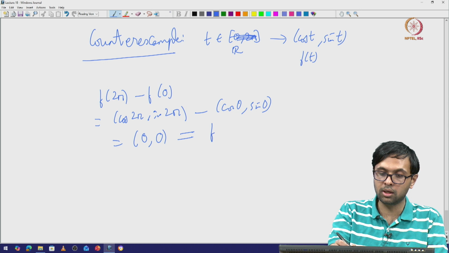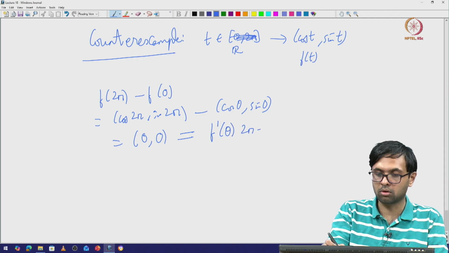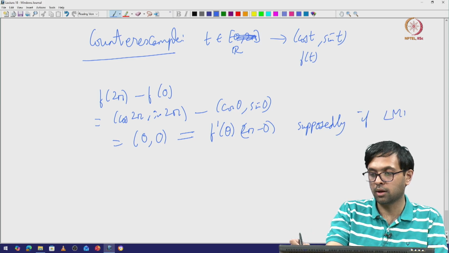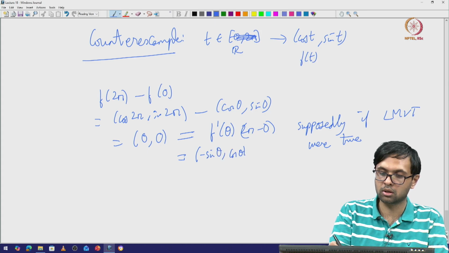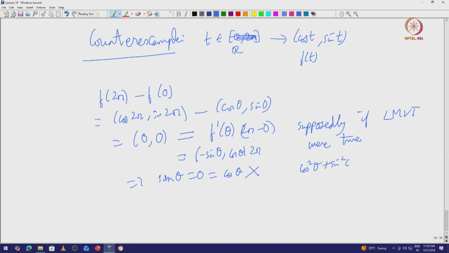This must apparently be, since it's supposedly f dash of theta times 2 pi minus 0. If LMVT were true, what is the derivative of this? It's minus sin theta and cos theta times 2 pi, which means sin theta is 0 and cos theta is 0, but this is impossible because sin square theta plus cos square theta must add up to be 1.